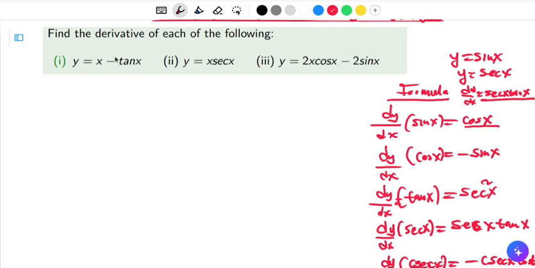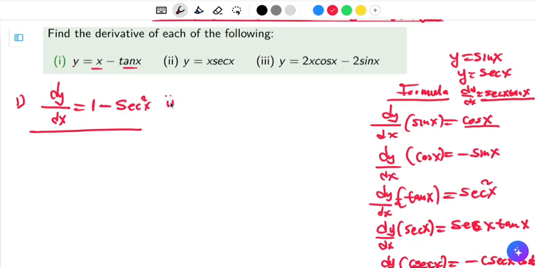Here we are subtracting and you want to find the dy dx. Okay, remember when you're subtracting, what are you supposed to do? You find the dy dx of this one as well as the dy dx of that. So let's find dy dx. This one is going to be equal to the dy dx of x, which is 1, then minus the dy dx of tan x, which is secant squared x. So meaning to say we are done for the first part.